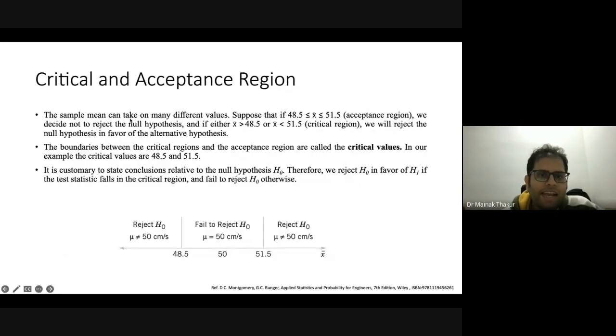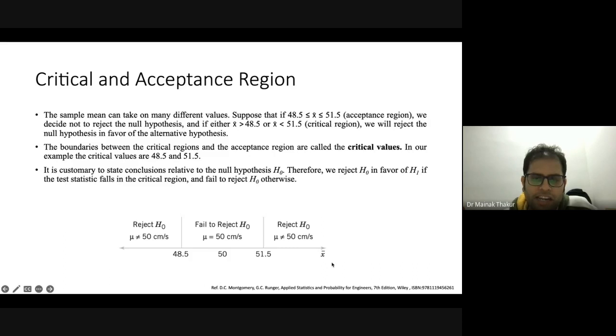The sample mean can take on many different values. Suppose x bar, your sample mean, is between 48.5 and 51.5. If this happens, we decide not to reject the null hypothesis, because x bar is close to 50. How we decide this range will come later. That is the point: how far we allow the acceptance region. This is called the acceptance region, because we are accepting the null hypothesis, that is, we fail to reject it. If x bar lies between these values, it is the acceptance region. If x bar is out of this region, it is the critical region, where we reject the null hypothesis in favor of the alternative hypothesis, because it is not in line with the null hypothesis.